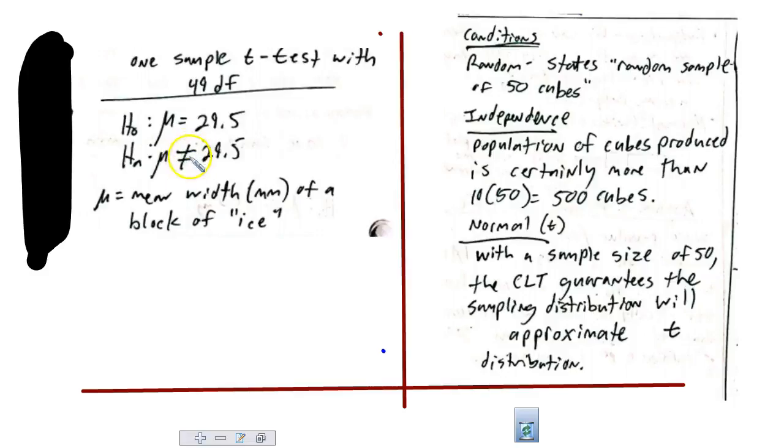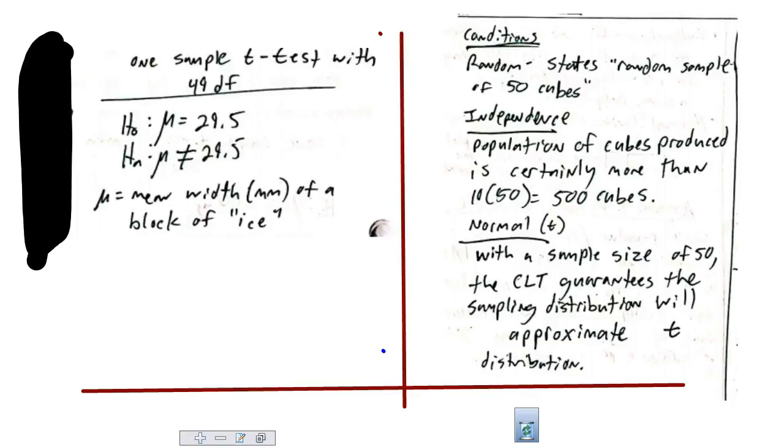So we don't have a direction. We've got what's called a two-tailed test here. Now, we must tell what the mean is, what this mu represents. It's the mean width in millimeters of the block of air quotes ice from this game. Now, we should always check conditions here. So we've got step 1 out of the way.